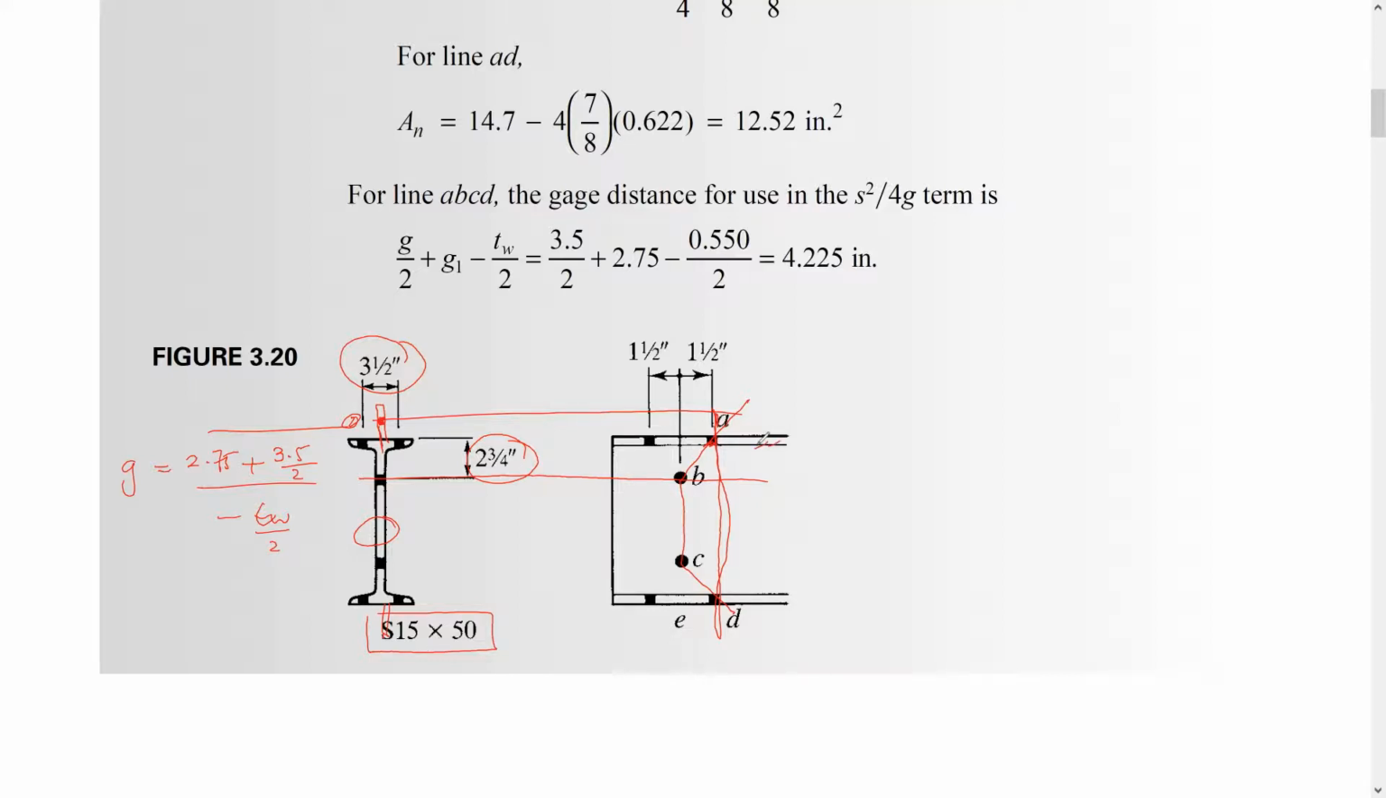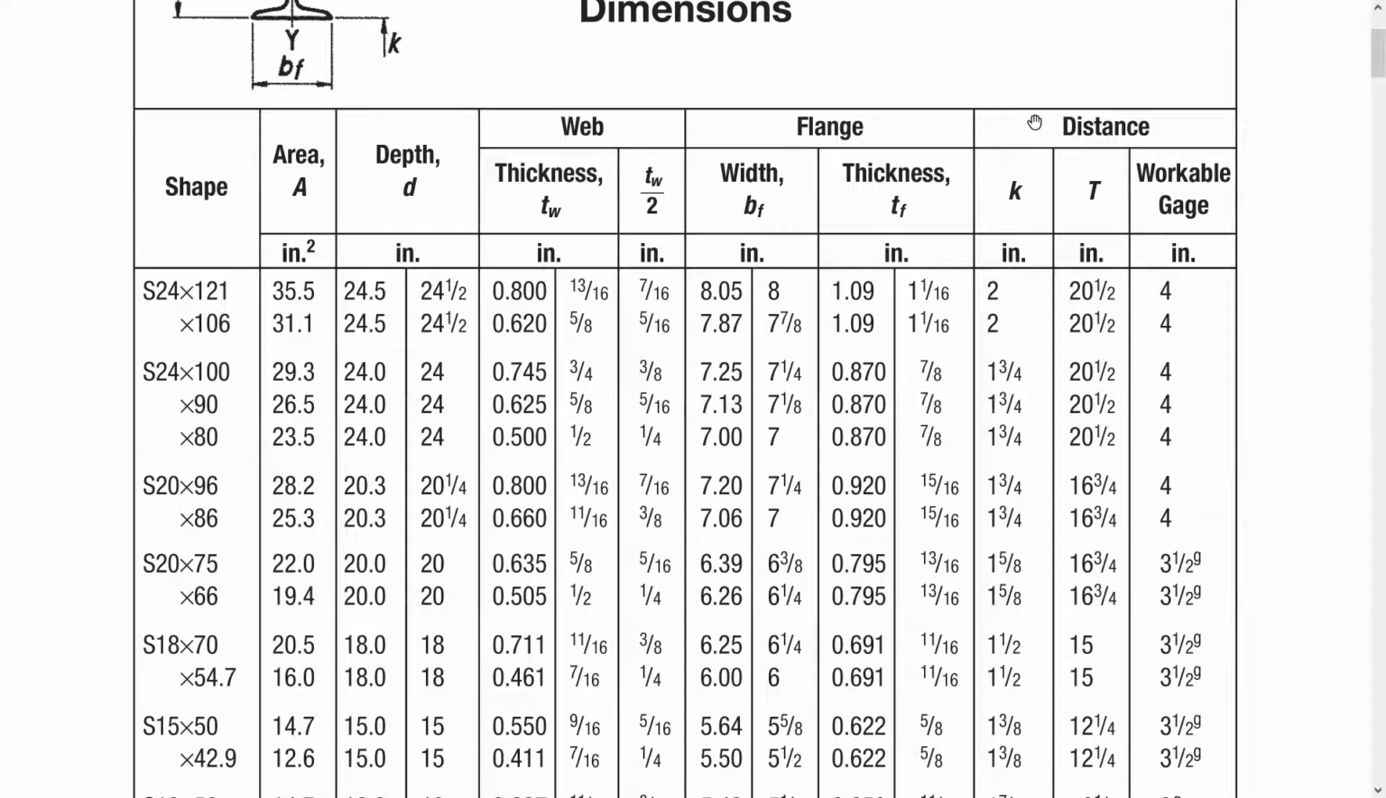So here we need the web thickness, the flange thickness, and the gross area. Okay, hold on a second. If you go to, let's say, Table 1-3 in the Steel Manual, Part 1, and look for S shape S15x50, you see the area in square inches, and here are the web and flange thickness. So the web thickness is 0.55, and the flange thickness is 0.622. Okay, so this is all the information we need to continue with our Example 3.9.